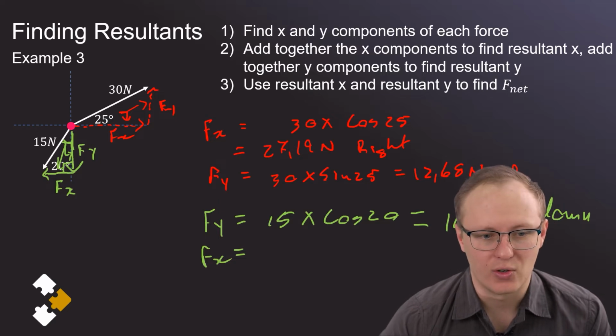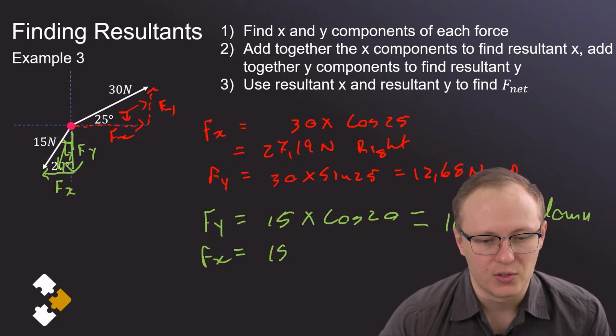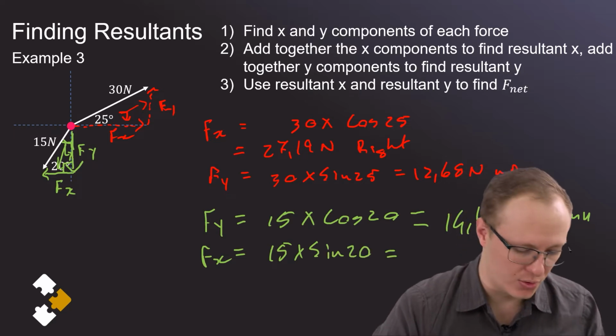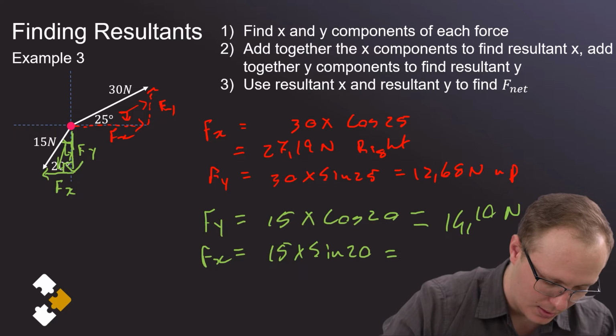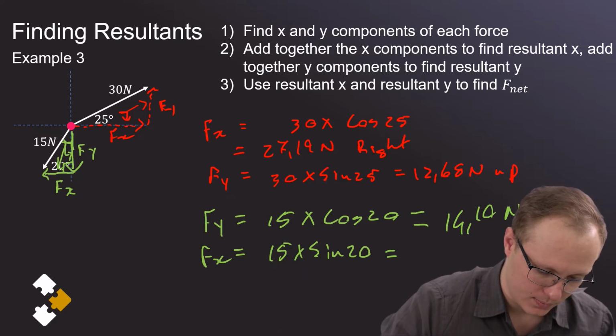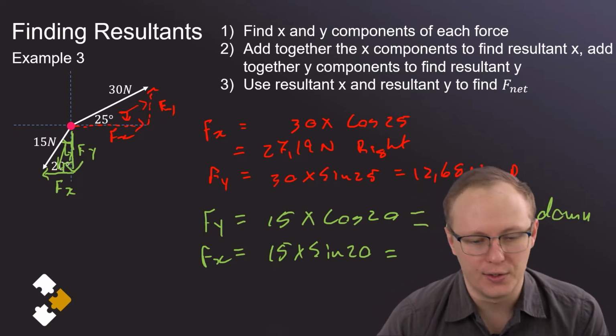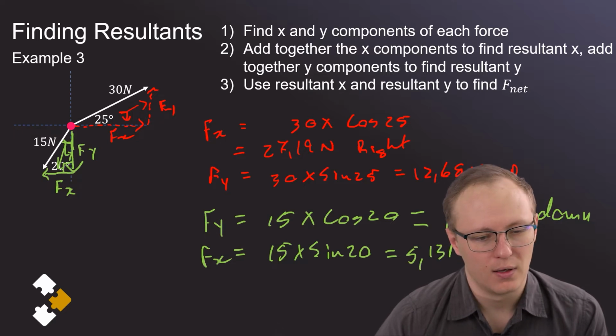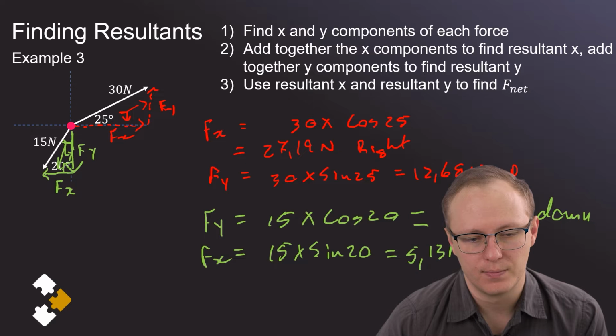And then Fx is opposite that angle, which means I get to use sine. So then 15 times sine 20 is going to be equal to something, let's see, 5.13 newtons. Okay, and that is going to the left.